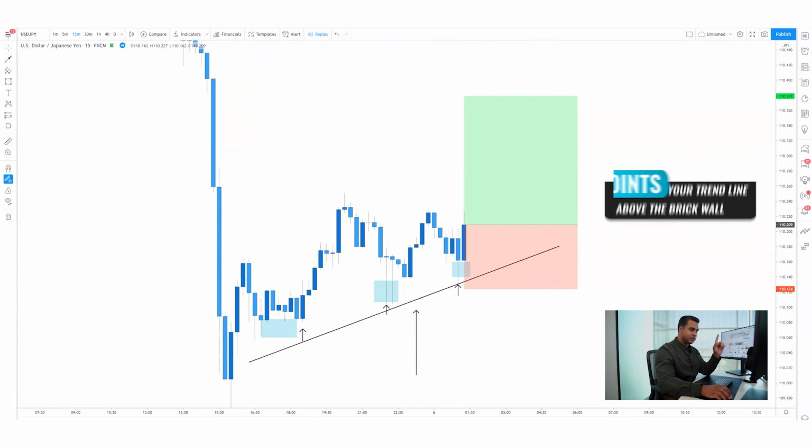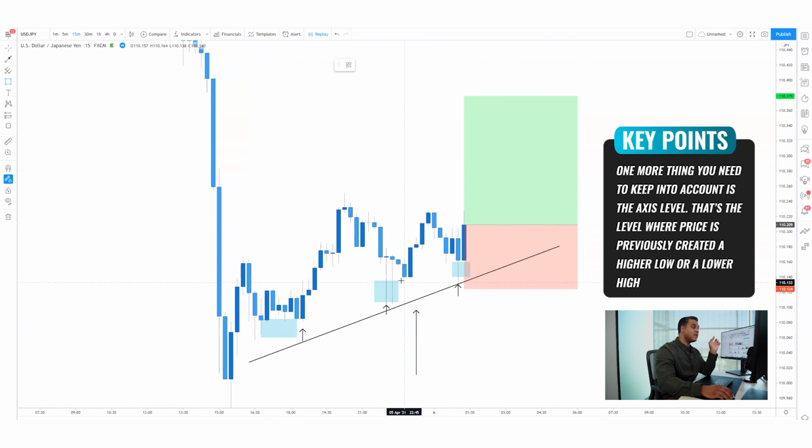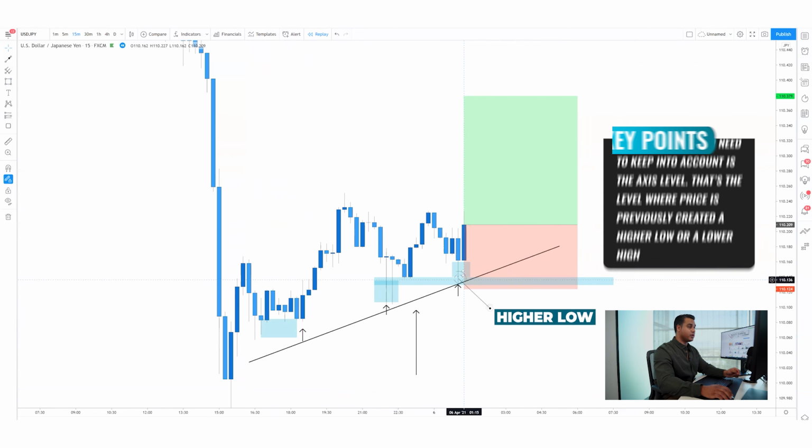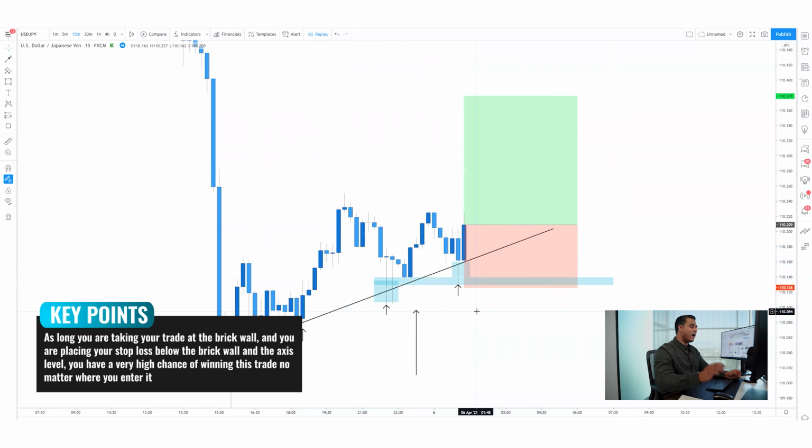Now, there's one more thing you need to keep into account, which is the axis level. And that's the level where price has previously created a higher low or a lower high. So as long as you're taking your trade at the brick wall here, and you're placing your stop loss below the brick wall and the axis level, so this level here, where the higher low or lower high forms, stop loss below, you have a very, very high chance of winning this trade, no matter where you enter it.